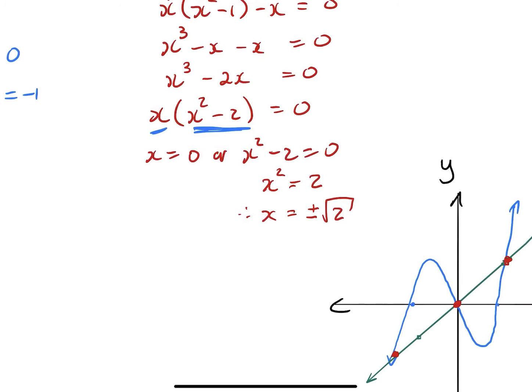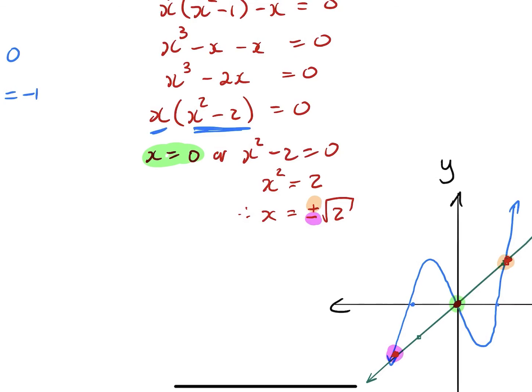They are equal where x is 0. So this point where x is 0, they're going to be equal there. They're also going to be equal where x equals plus square root 2. So where x is plus square root 2, y is going to be plus square root 2. Where x is going to be minus square root 2, y is going to be minus square root 2.